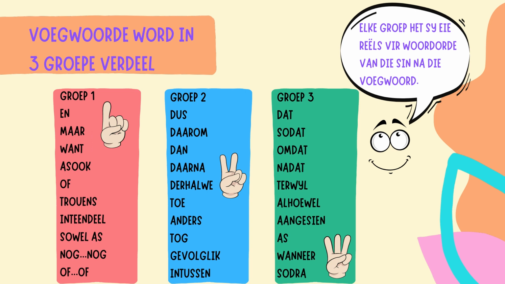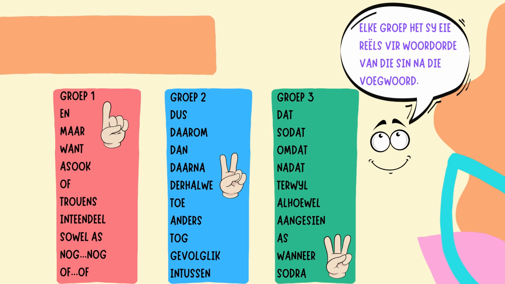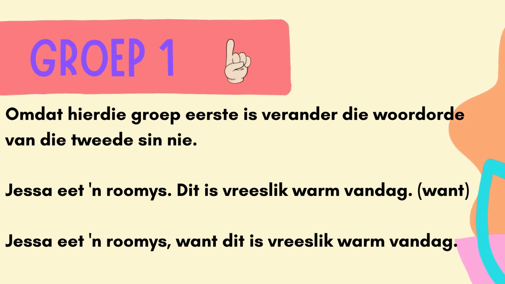All right, now look carefully at the position of these conjunctions. Group 1 is in the first place, group 2 is in the middle, and group 3 is last. Now that is very important because that tells us more or less what the rule for that group is. All right, so let's look at group 1. What is the rule for group 1?